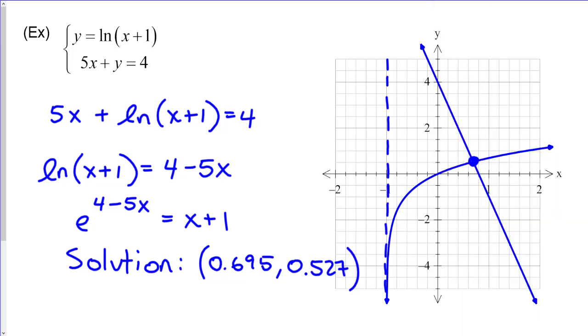And if you look at the graph here, this is accurate because 0.695 is a good estimate as to where the x-coordinate is here, because at this point we're at 1. And 0.527, this dash mark would be 1, so this would be about 0.5. So 0.527 does look accurate. So 0.695 and 0.527.